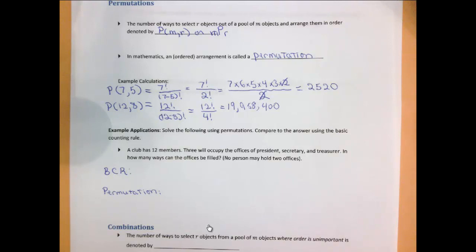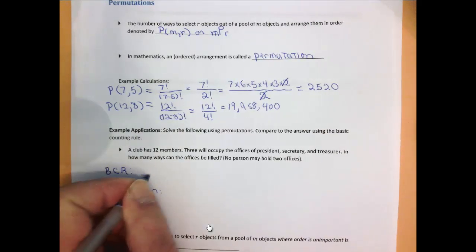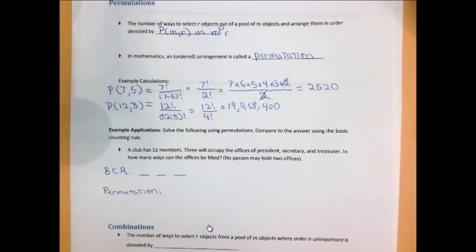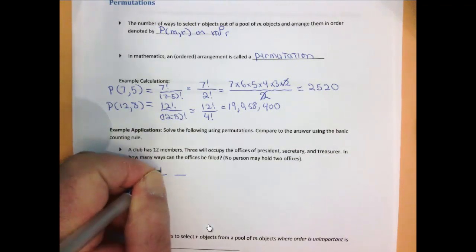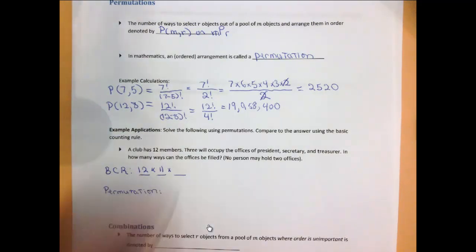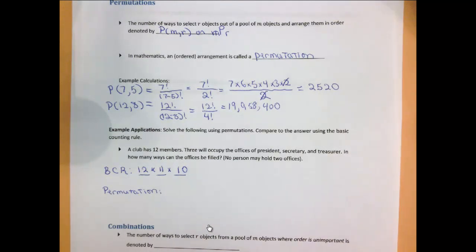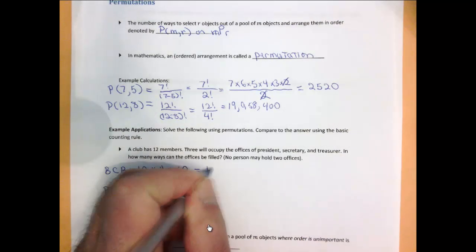We recognize that this is something that we could do by the basic counting rule. We would say that this task can be completed in 3 steps. There are 12 candidates for the first office, there are 11 for the second, and there are 10 for the third. So 1,320 is the total number of ways to complete this task.